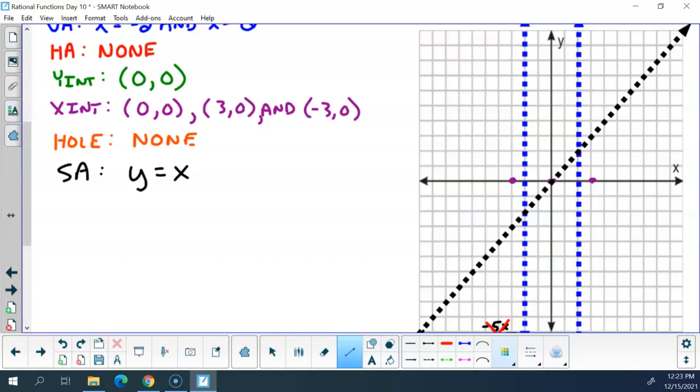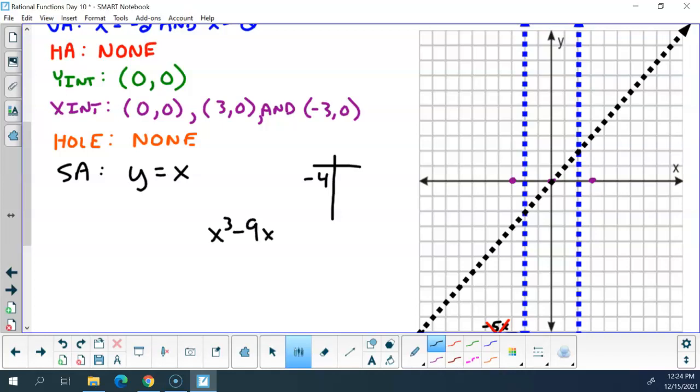Okay. Now we just got to figure out where points go on it. So let's do left zone first. I've got 1 point over there. Let's go with negative 4 as our second point over there, again remembering the fact that our function is x cubed minus 9x all over x squared minus 4.